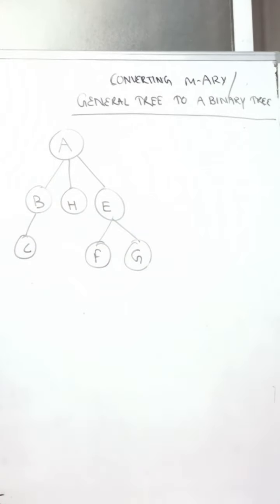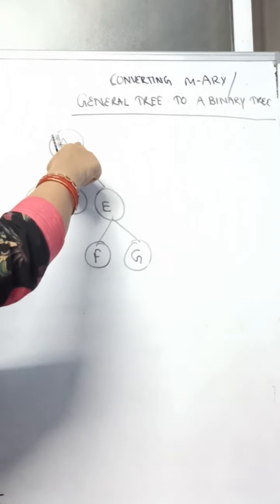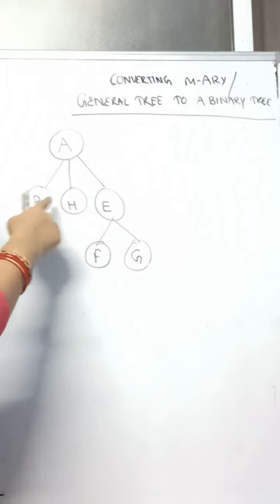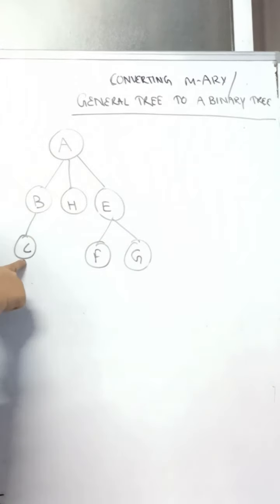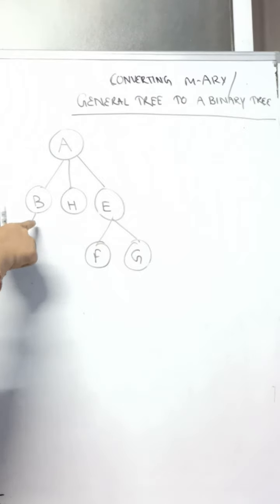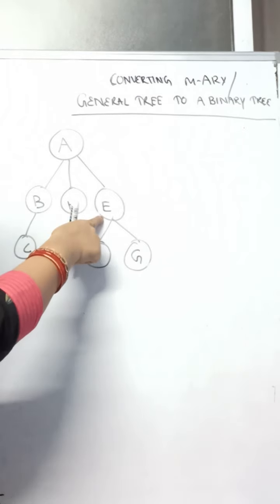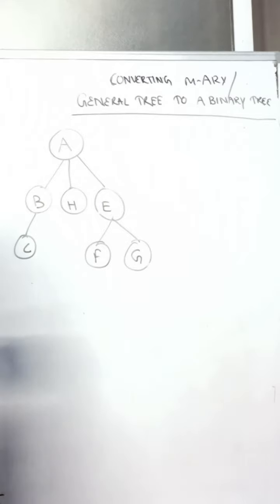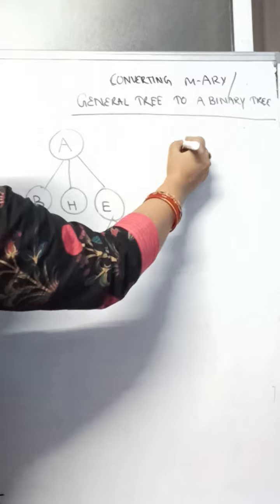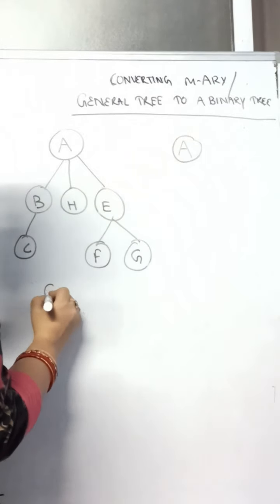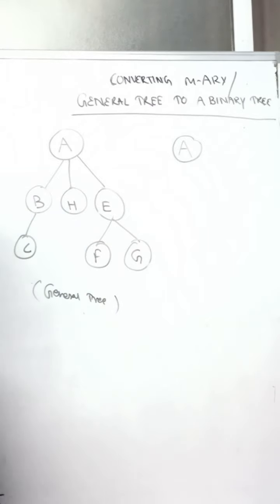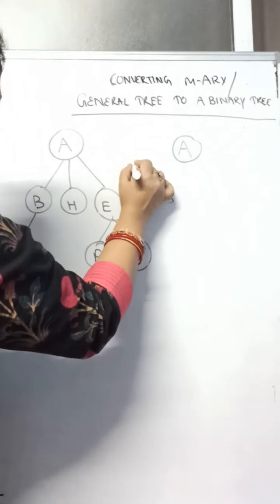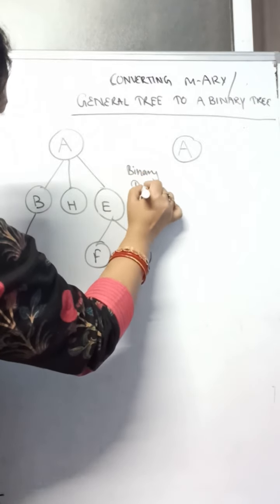Okay, so here this is your root node, this is the leftmost child, this is your rightmost child, these are your right children. Then this is the left child of your B, F is the left child of your E. According to my steps, first I have to keep the root node. This is the general tree, and I have to convert it into the binary tree by following the steps.